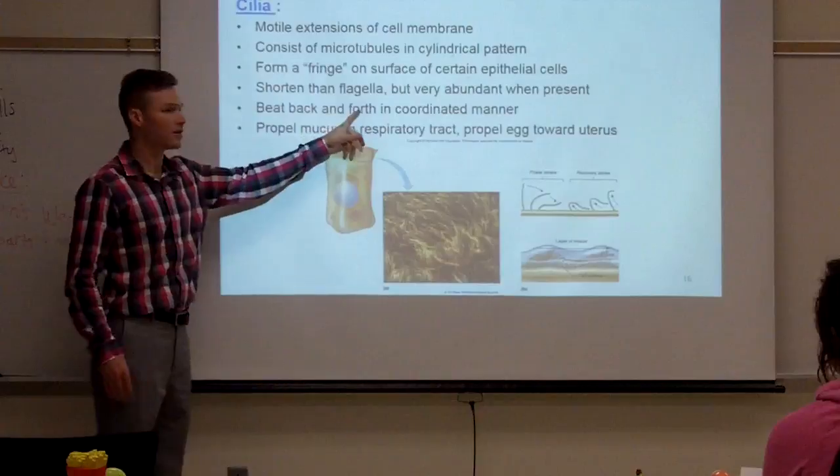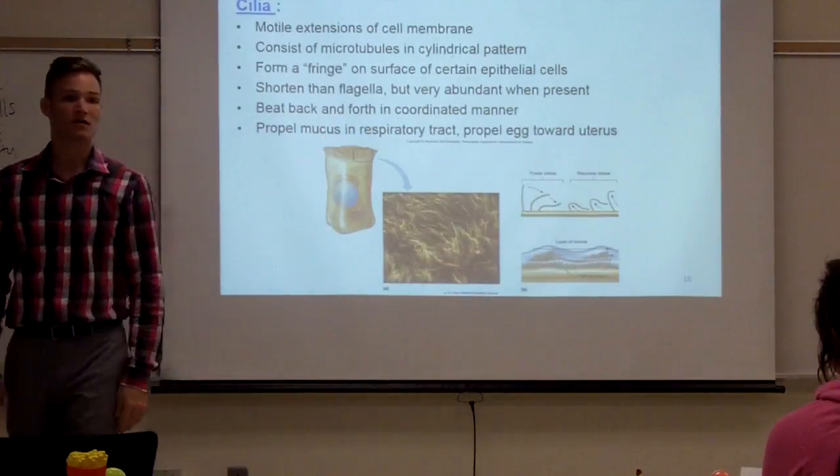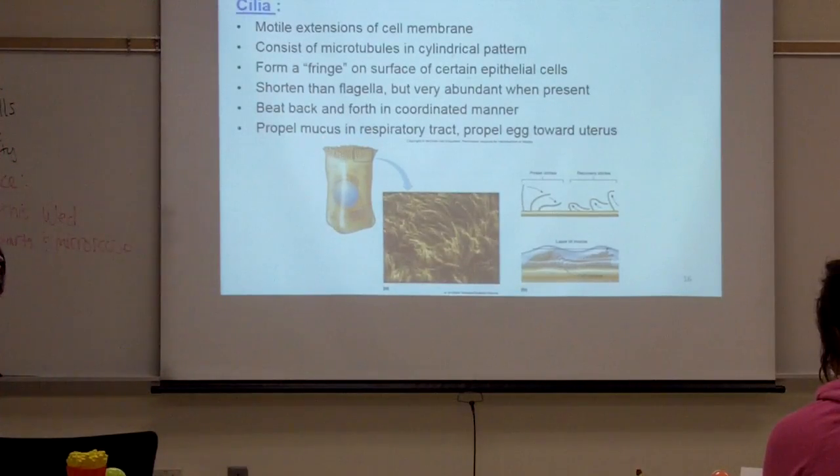So the function of the cilia is to propel mucus in the respiratory tract. And they beat back and forth in a very coordinated manner. So all of those cilia at once in all of your airways would be beating this way and sending mucus out all day long. Why do we do that?